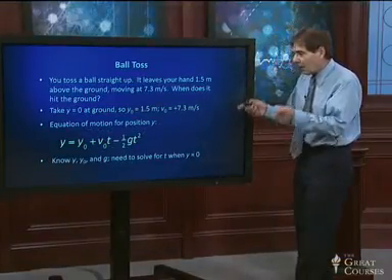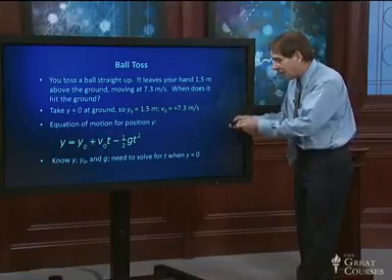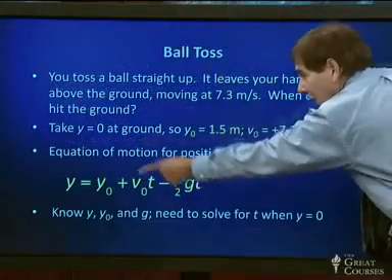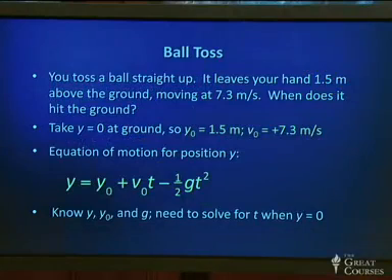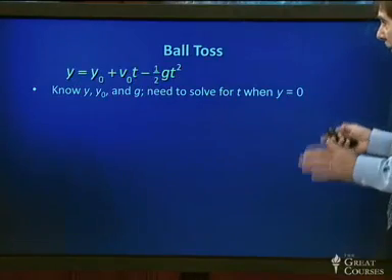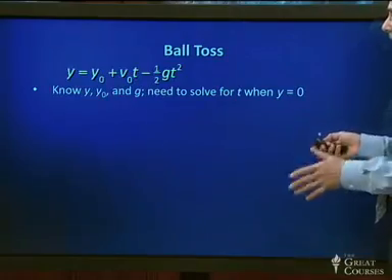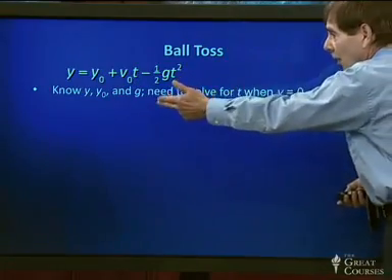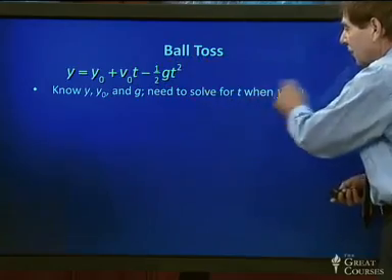So we know y, we know y naught, we know g, and we need to solve for the time t when y is 0. And that's not quite as trivial as some of the other equations we've worked with. Here's our equation. y is y naught plus v naught t plus a half g t squared. We know y, we know y naught, and we know g. We've got to solve for t. So I'll put 0 for y because that's what we want to know. When is it going to be on the ground? When is y going to be 0?